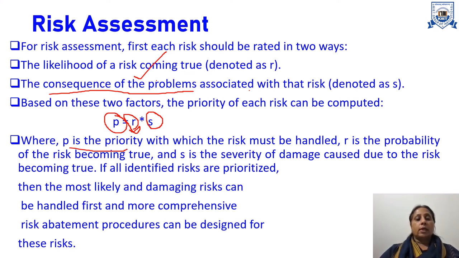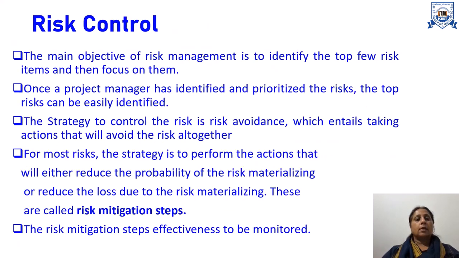Once we find the priority, if the priority is high, then we can find the consequences of the problems that occur due to this risk, and either we will reduce the risk or we can remove that task from the development. The second subactivity of risk management is risk control.